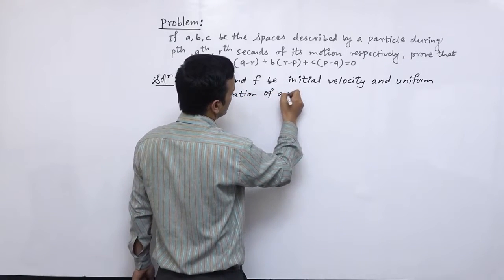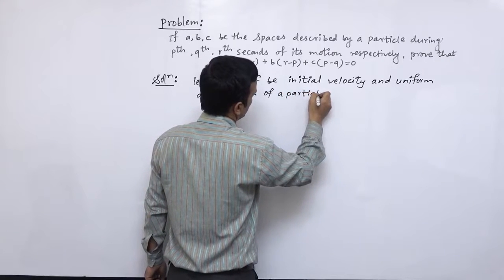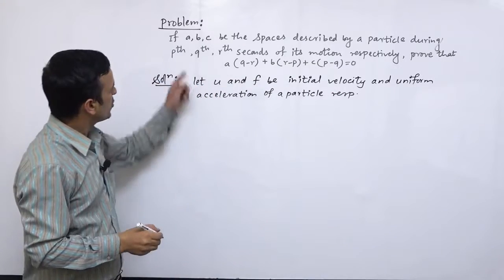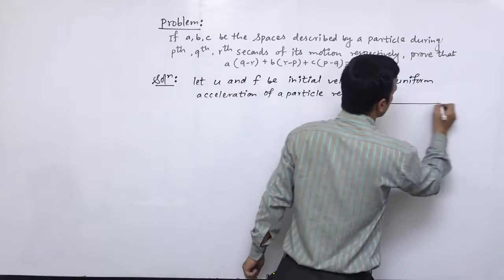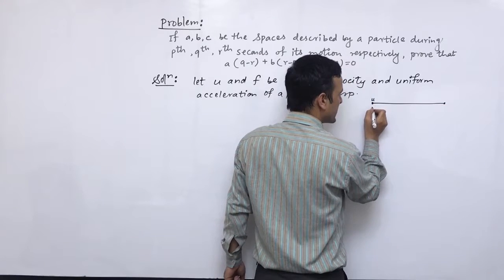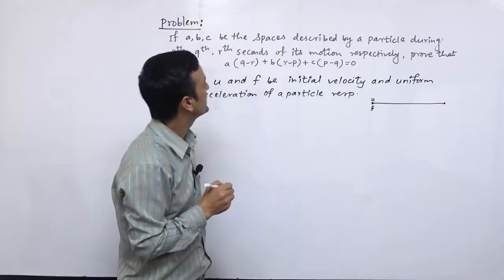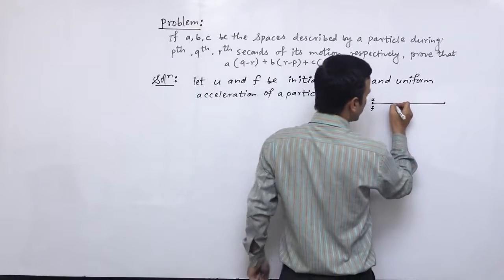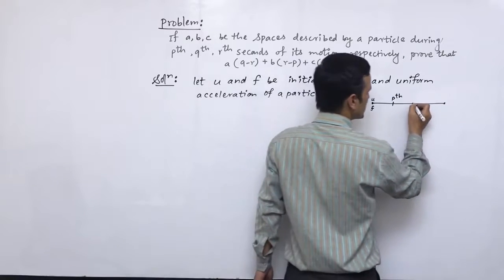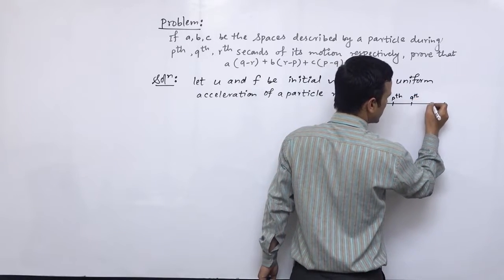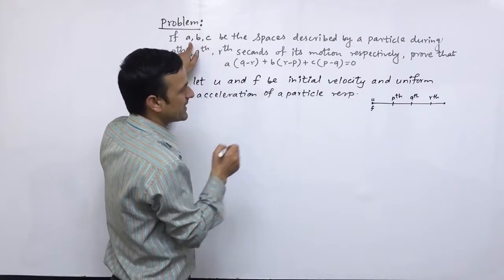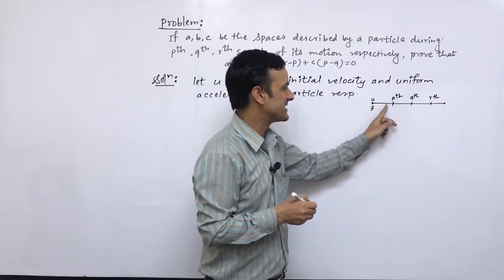of a particle respectively. So we have the distances over here. If its initial velocity is U and the acceleration is F, then this is the pth second, this is the qth second, and this is the rth second, and the distance covered by that particle for the pth second is A.